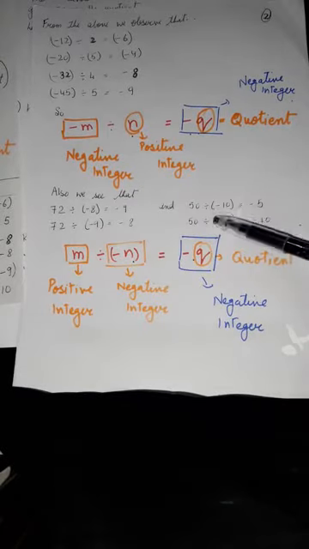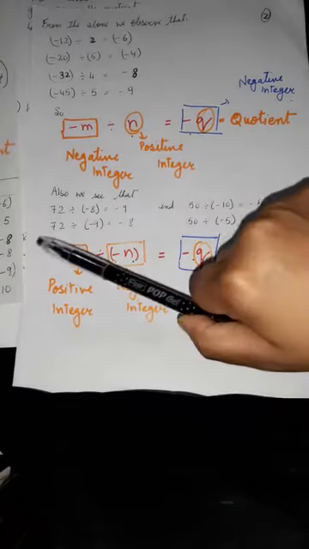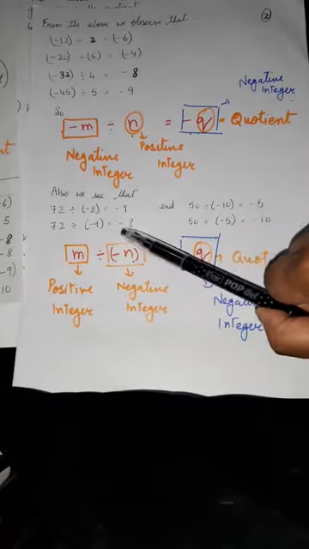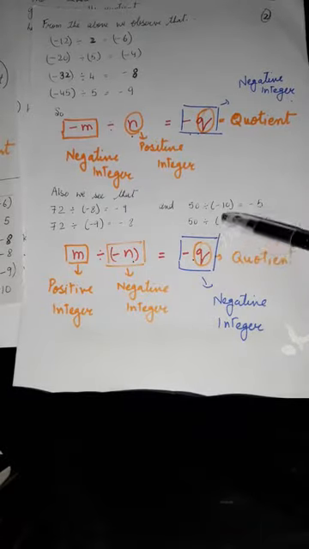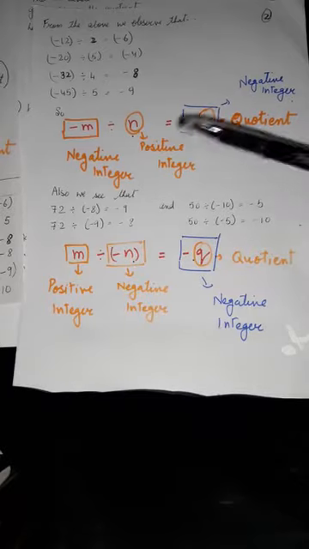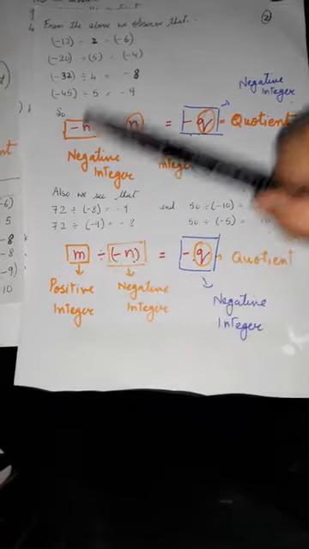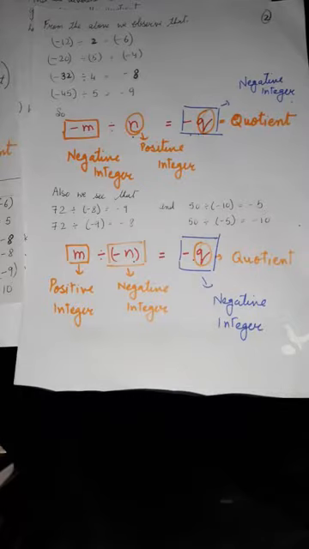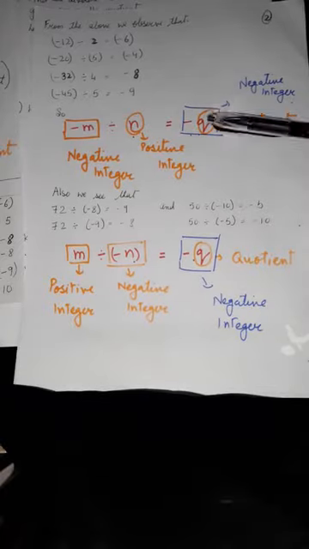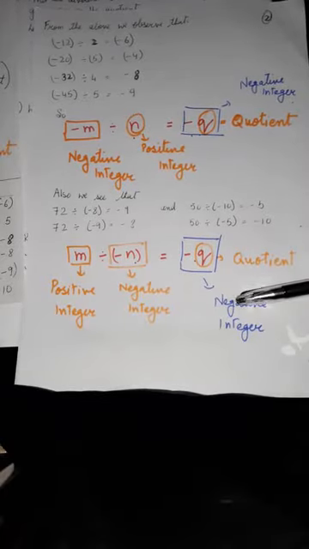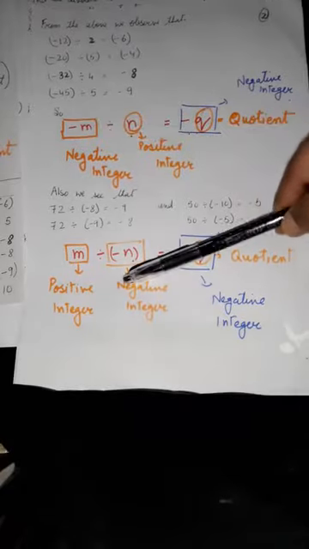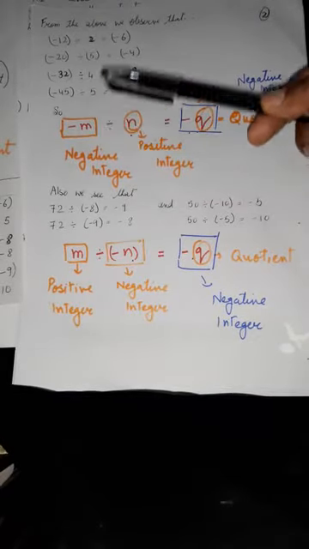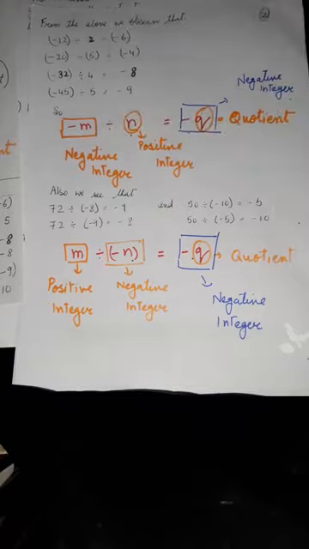Secondly, we also see that 72 divided by minus 8 is equal to minus 9. 50 divided by minus 10 is equal to minus 5. 72 divided by minus 9 is equal to minus 8. 50 divided by minus 5 is equal to minus 10. So if there is a positive integer that is divided by a negative integer, the quotient will be a negative integer, right? And so these two statements help us to conclude that if either of the integers is negative, either the dividend or the divisor, the quotient will be negative, right?